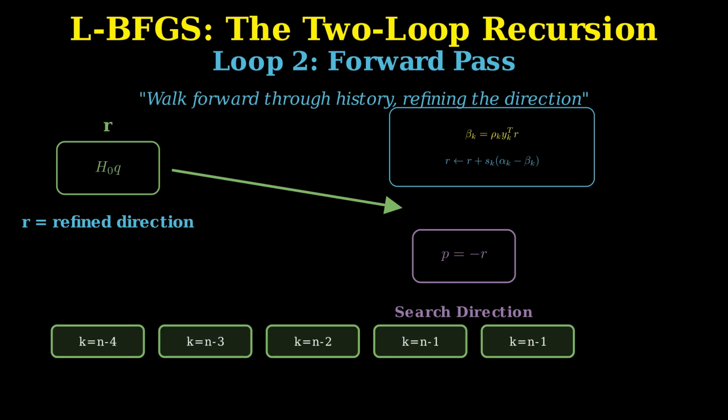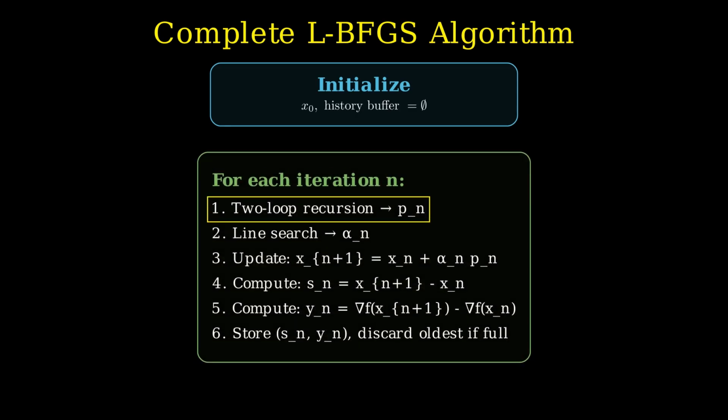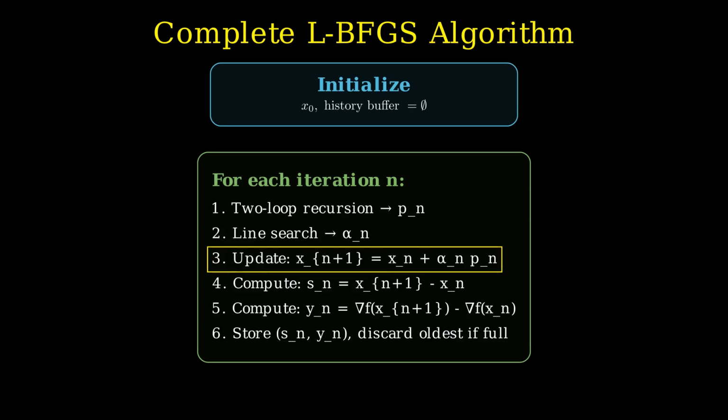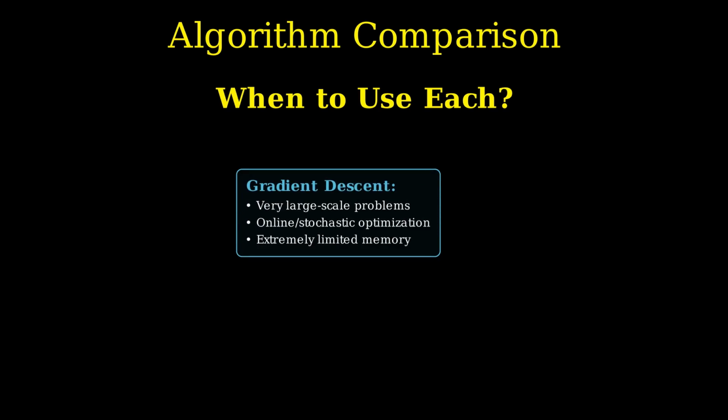The complete L-BFGS algorithm: initialize with an empty history buffer. At each iteration, use two-loop recursion to get the search direction. Do line search for step size, update position, compute S and Y. Store this pair in history. If history exceeds m pairs, discard the oldest. Check convergence.